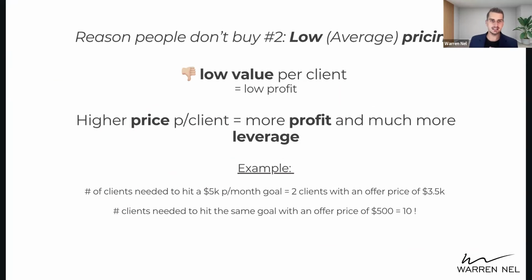So if your number of clients needed to hit 5K per month, your 5K per month goal was 2 clients with an offer price of 2.5K, not 3.5. It's a typo. Basically, if my goal is 5K and my offer is 2.5K, that means I need 2 clients per month, right? So your number of clients needed to hit the same goal with an offer price of 500 is like 10. So you have a lot more leverage. Now we don't need to try and find 10 clients or 20 clients per month. We just need to find 2. Or if you have a high ticket offer of $5,000, you just need to find 1 client. That is so much easier, I promise you, than thinking, how am I going to get to 10 clients?